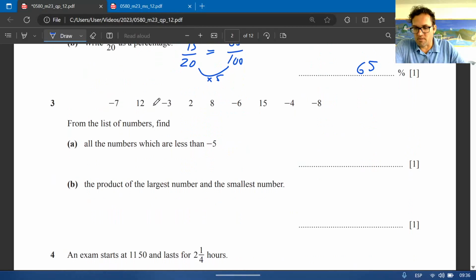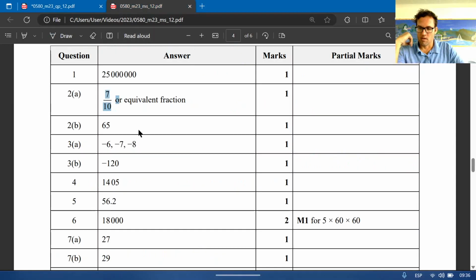All right, we've got a list of numbers in question 3. And from the list of numbers, find all the numbers which are less than minus 5. Think of it as a temperature, yeah? Less than minus 5, colder than minus 5. Anything that sounds bigger but is smaller: minus 7, minus 6, minus 8. All the numbers, we need to write all of them. Let's write them from the biggest to the smallest, yeah? Yep, I guess you have to have all 3 to get that right.